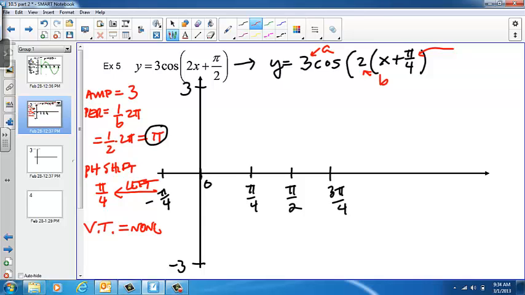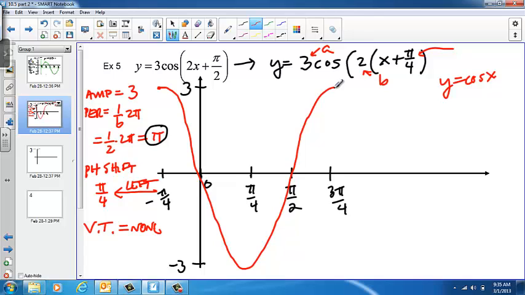So it's the cosine curve that we're graphing. And remember, the cosine, just your regular cosine function, starts at 0, 1. But in this case, since the amplitude is 3, and we're shifting to the left pi over 4 units, we're going to start up here at negative pi over 4, 3. And the graph, one full cycle, will look like this. There you have it. Okay?